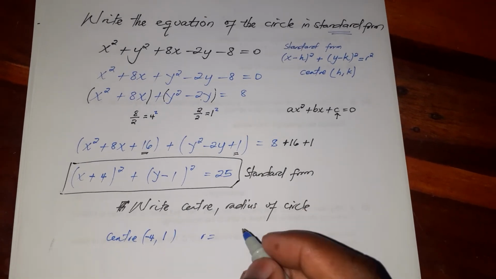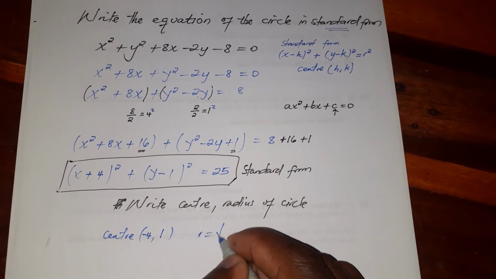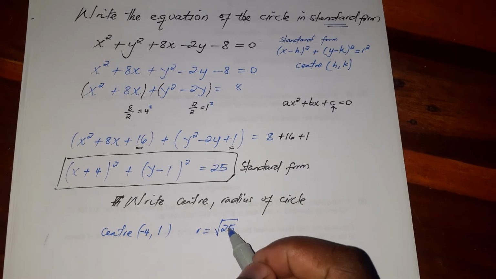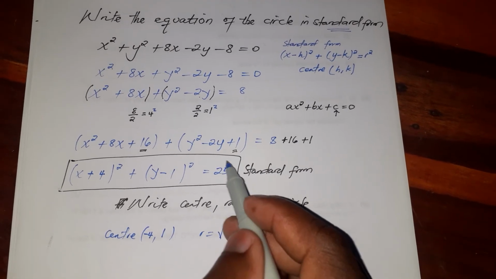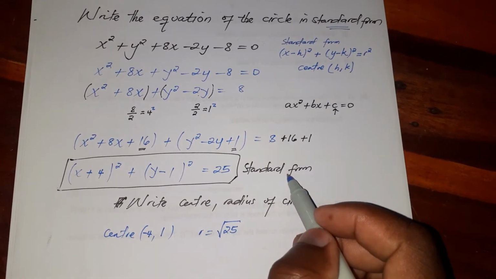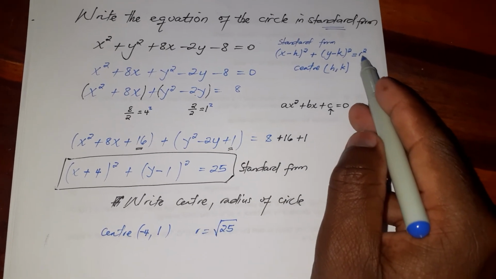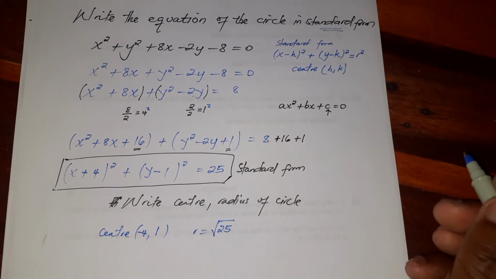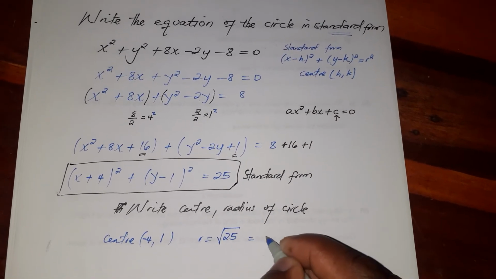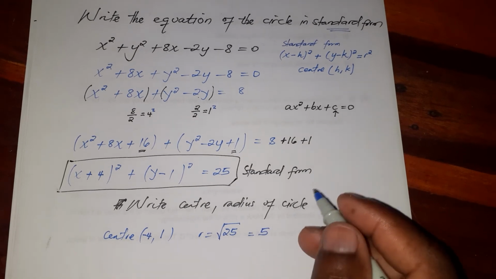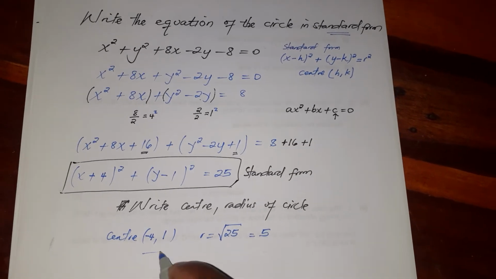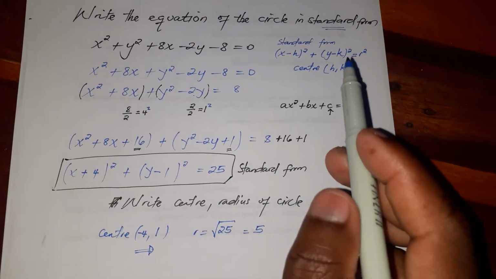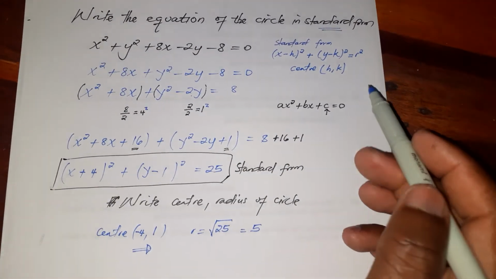And our radius in this case is the square root of 25. Remember that the reason why we're taking the square root is because, looking at this equation, it's in standard form, therefore 25 is equal to r squared. Now to get r alone, we have to take the square root on both sides, therefore our radius now is equal to 5. But how do we get this radius without writing the general equation in standard form?